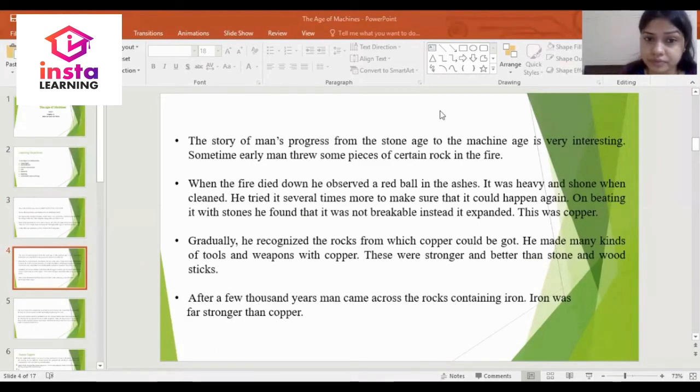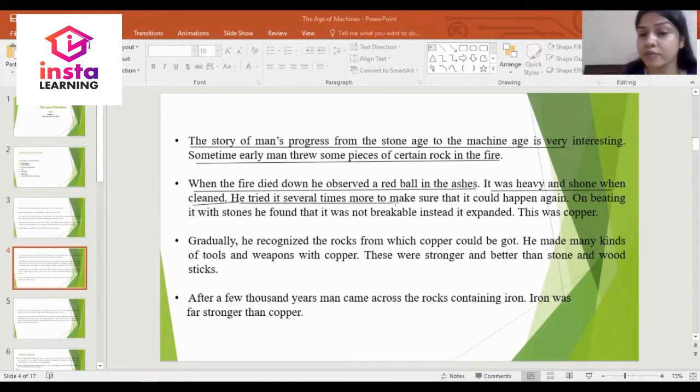So, the story of man's progress from the Stone Age to the Machine Age is very interesting. Sometime early man threw some pieces of certain rocks in the fire. When the fire died down, he observed a red ball in the ashes. It was heavy and shone when cleaned. He tried it several times more to make sure that it could happen again. On beating it with stone, he found that it was not breakable, instead it expanded.